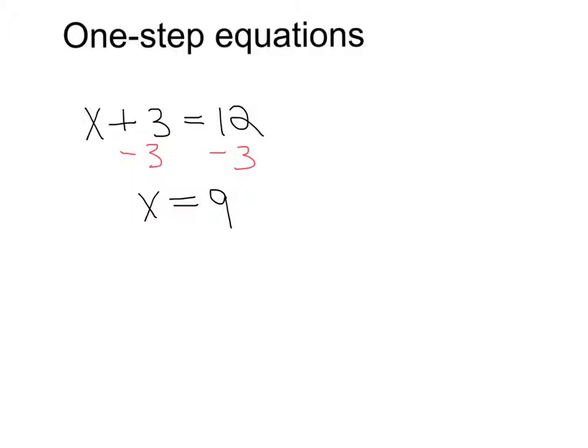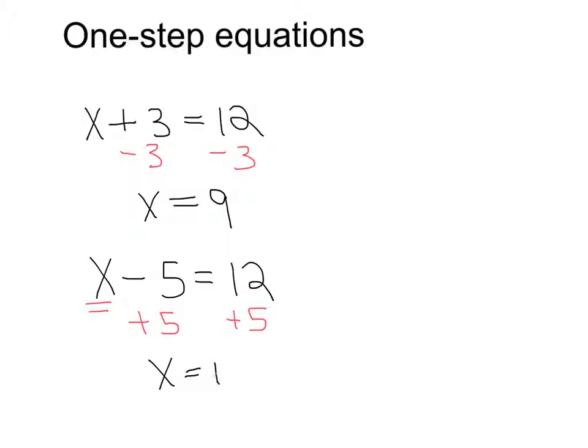All right, if we had x minus 5 equals 12, then to isolate my variable, I would have to add 5 to both sides to get the negative 5 to be 0, and I would get x equals 17.